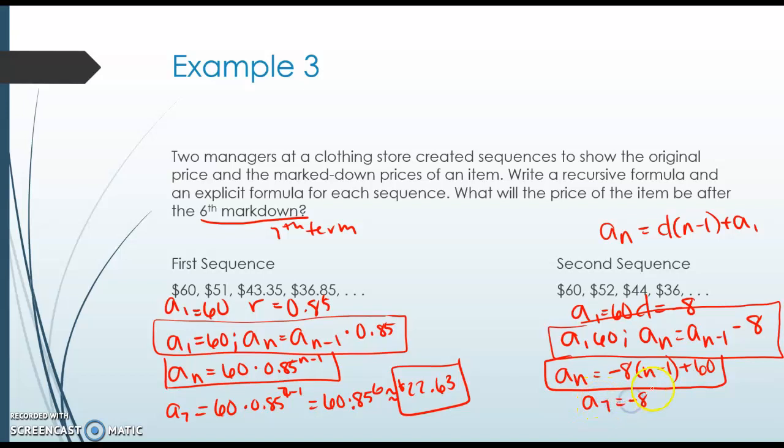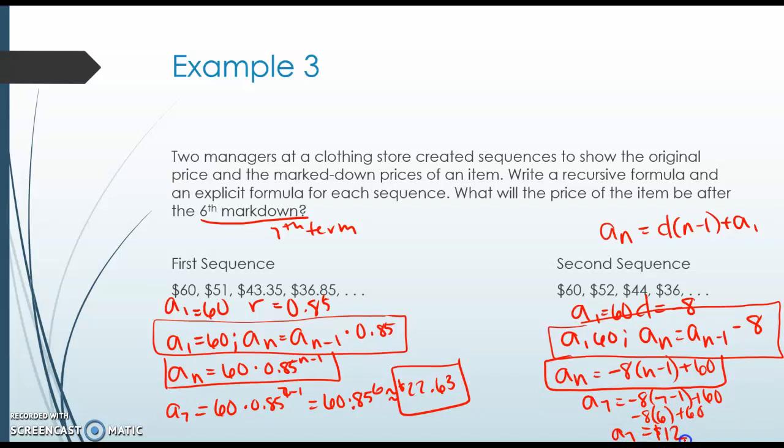So negative 8 times 7 minus 1 plus 60. And so 7 minus 1 is 6. So we have negative 8 times 6 plus 60. So negative 8 times 6 would be 48. And then we're going to do 60 minus 48, or negative 48 plus 60. And we get that a sub 7 will equal $12.